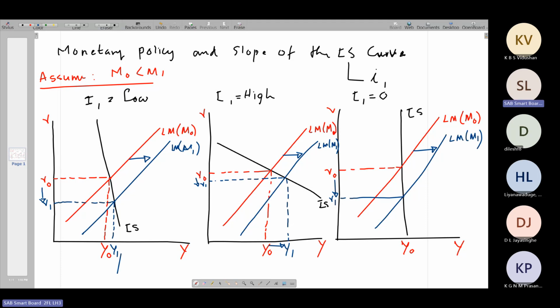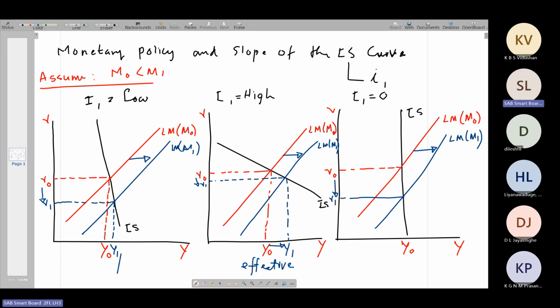Monetary policy is effective under what circumstances? You can see here the impact on income is less, but here the impact on income is high, so this is the effective one. Here we use only graphical analysis. With high interest elasticity of investment, monetary policies are effective. So that is our conclusion.